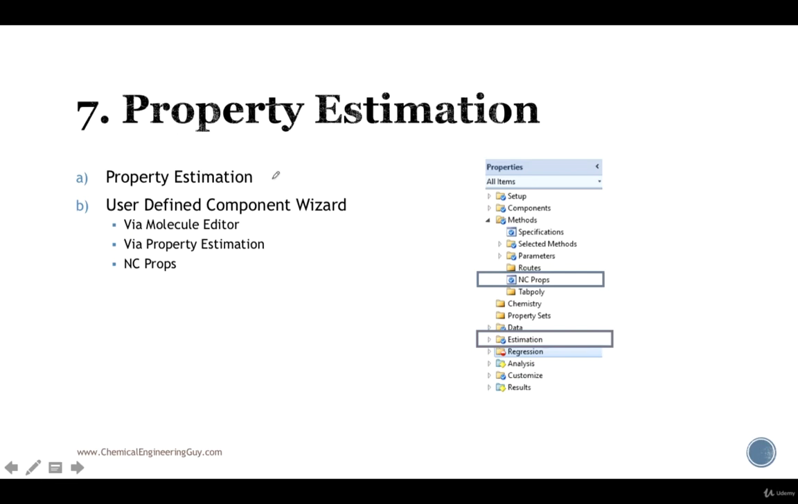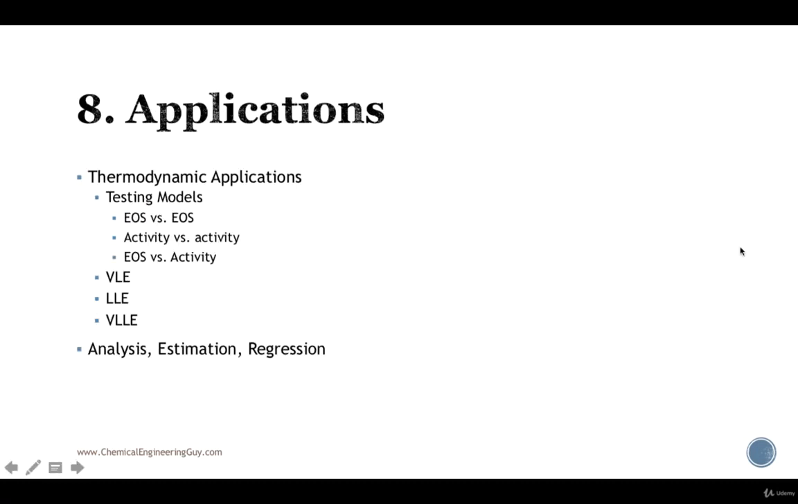As the name implies, we're going to be estimating properties which are not present in Aspen Plus. So this is mostly convenient for non-conventional substances, or substances which are not present in Aspen databases. We can use either the molecule editor, or property estimation of Aspen, UNIFAC mostly, or we can state plenty of methods that Aspen already has for modeling nonexistent materials.